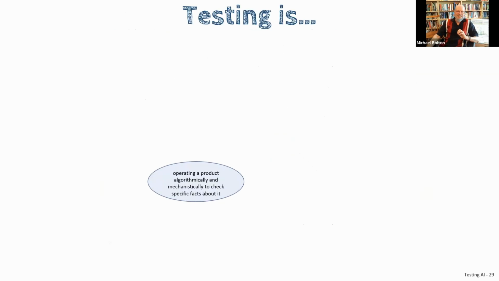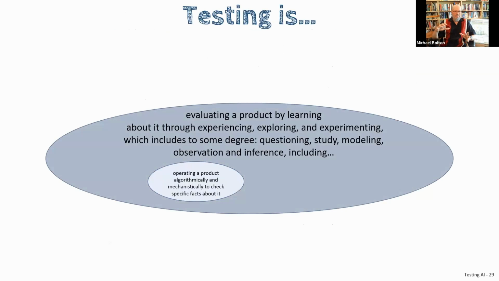But to us, testing is evaluating a product by learning about it through experiencing, exploring, and experimenting. And that includes a whole bunch of other activities: questioning the product, studying it, making models of it, observing it, making inferences about it, analyzing risk, generating ideas, expanding on ideas that we've generated, refining ideas that we've expanded on, abandoning ideas that we've overproduced, and recovering ideas that we've abandoned, navigating, map making, recording, reporting, collaborating with other people, analyzing risk. And all of these things are things that machinery can help us with, but not things that machinery can do.